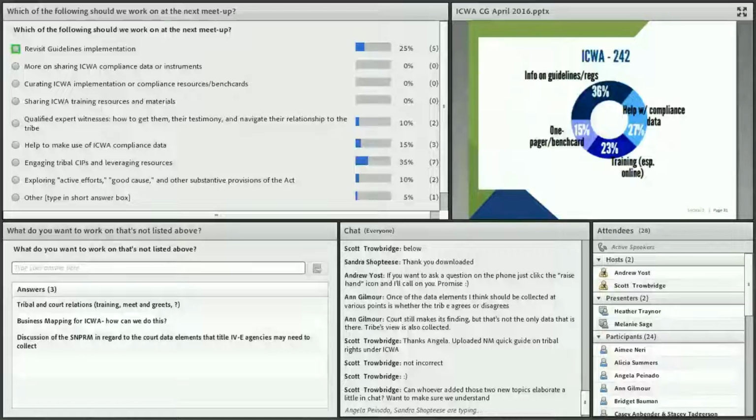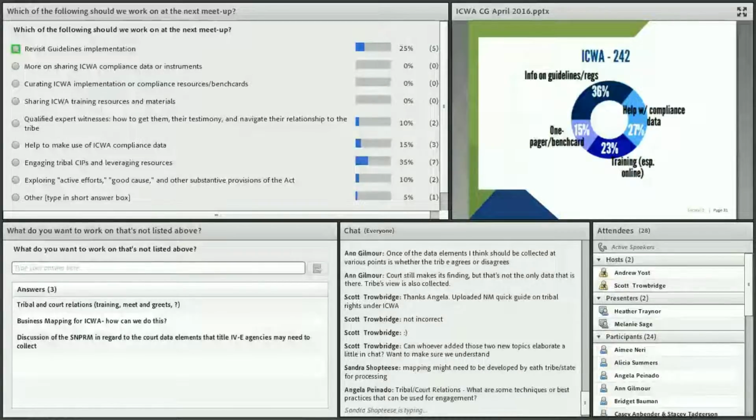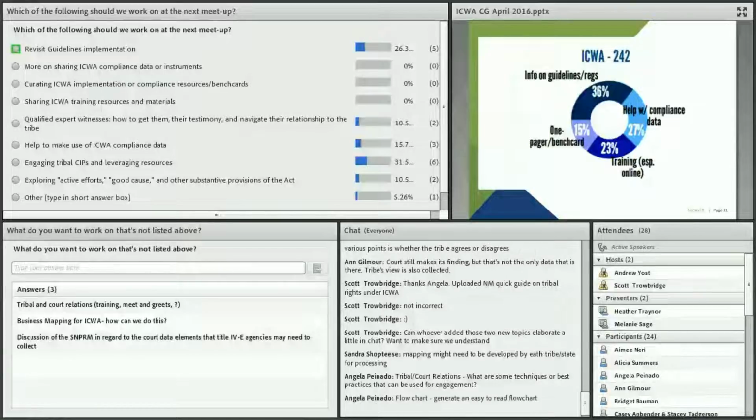Thanks. I'm going to go ahead and make the call here just based on, well, you made the call. It'll be engaging tribal CIPs and leveraging resources. That's going to be the topic for our next meetup. Just jotting this down. Good. So now the question is going to be, you should be asking yourself right now, is that a topic that either I can speak to, that I have experience with, or that I know someone who has worked with that or on that topic?